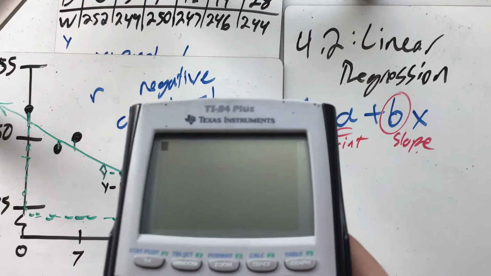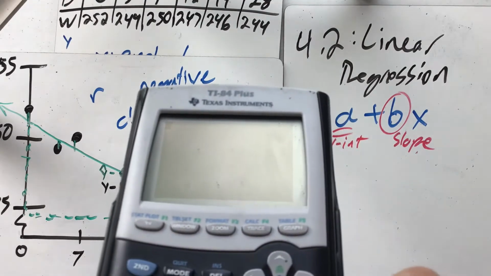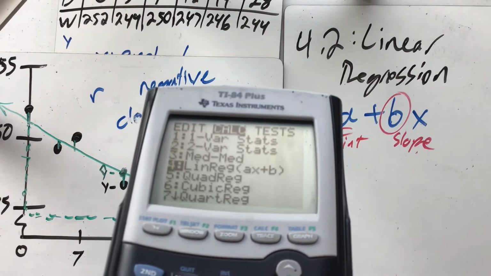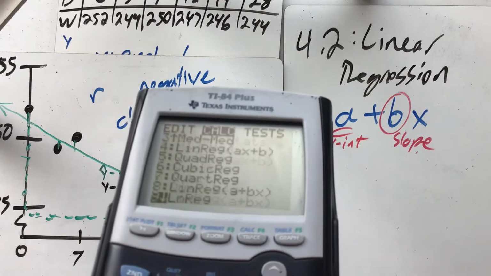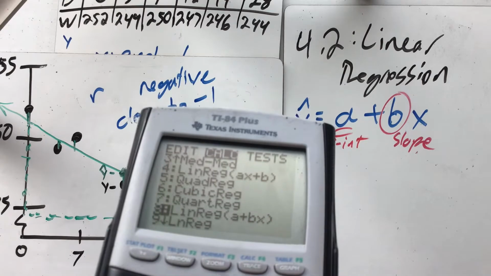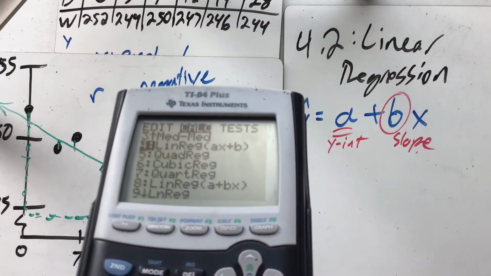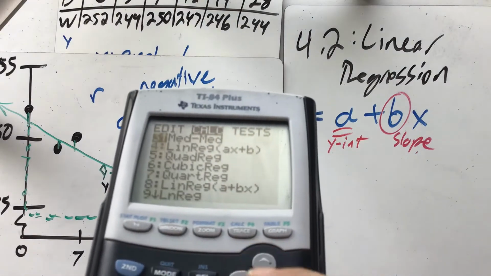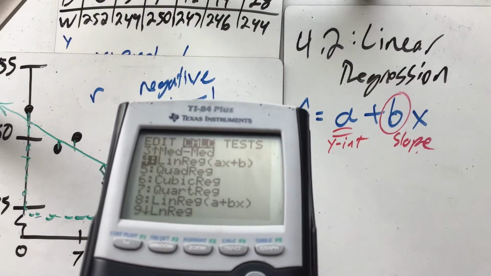Now I'm going to quit, and the next thing I'm going to do is hit stat, calc, and then do linear regression. There's linear regression ax plus b, and here's linear regression a plus bx. They're actually the exact same thing. The only difference is which order the calculator gives you your numbers.